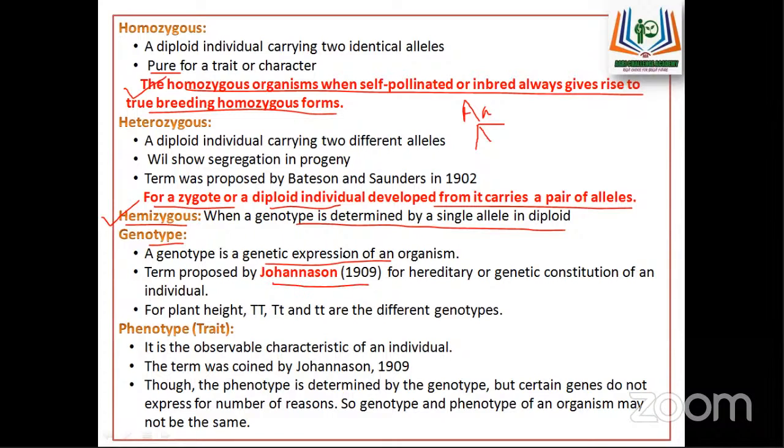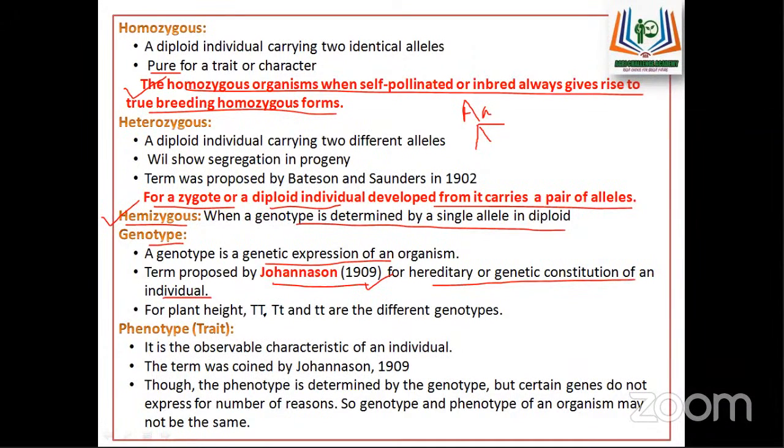This question has been repeatedly asked in the exam, and the year is also important, so you need to remember all the terms I present here and which scientist gave them. For some important terms, like gene, genotype, phenotype, you need to remember the years also. The term was proposed by Johansen for the heredity and genetic constitution of an individual.